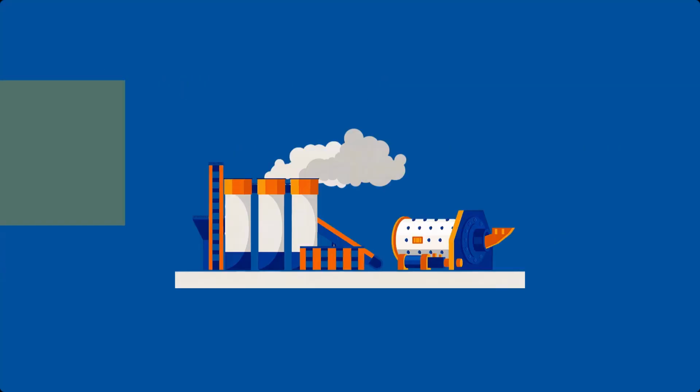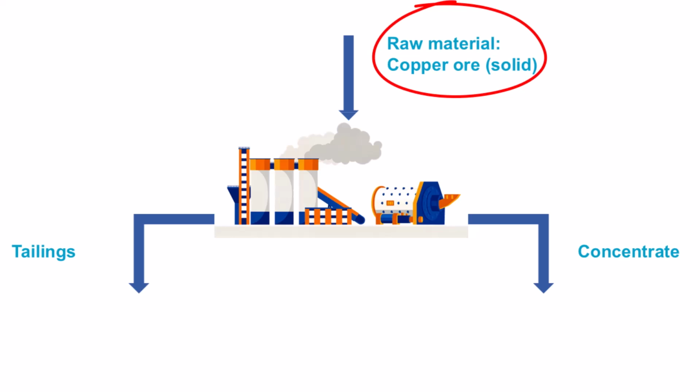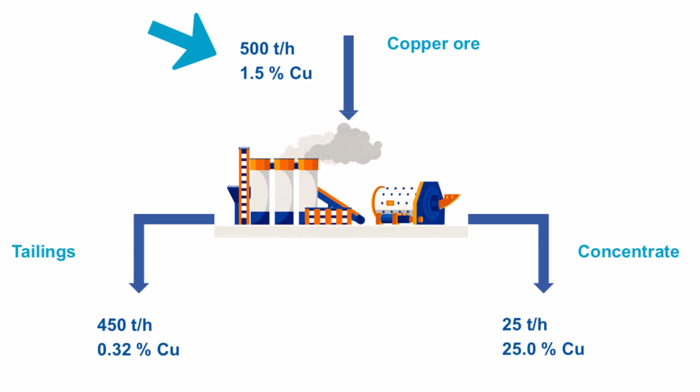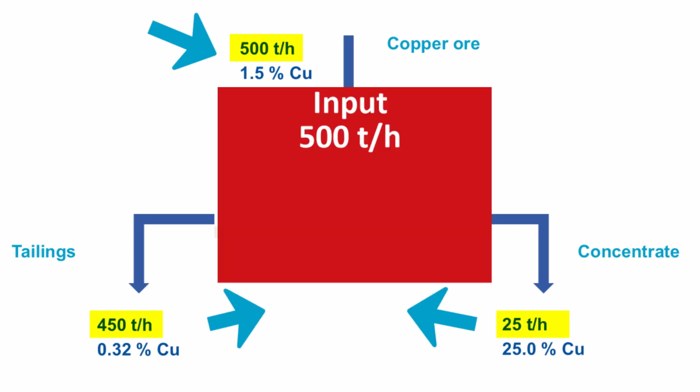Let's illustrate this process with a simple copper concentrator flow sheet. Our goal is to determine the actual copper recovery rate of this plant. Our plant has one feed and two outputs, the copper concentrate and the tailings. These are measured solid mass flow rate and copper grades. We immediately notice that 500 tons feed the concentrator, while only 475 tons report to the outputs.